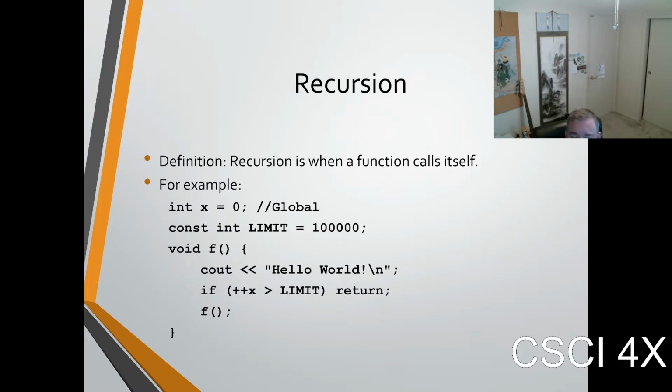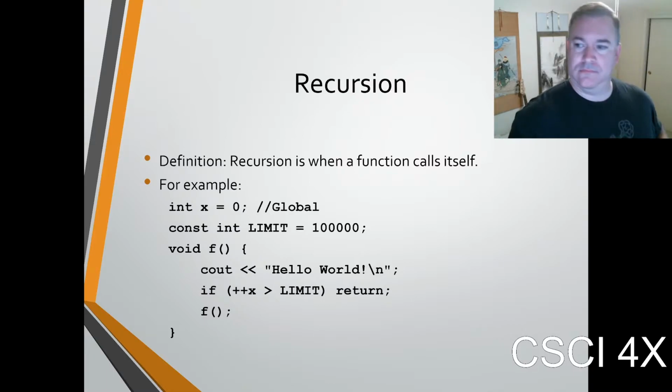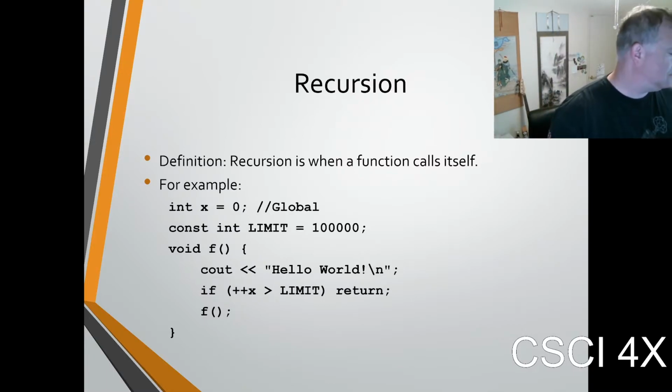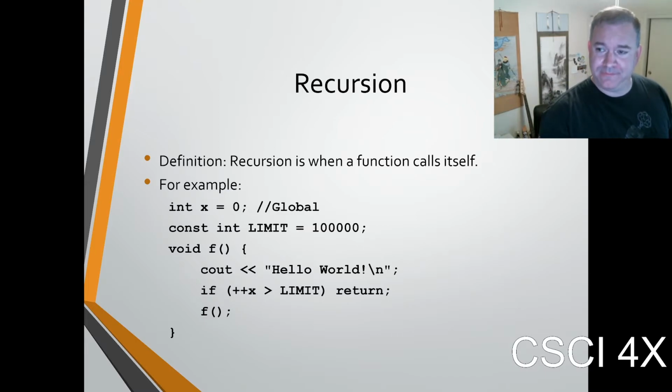Main calls f, prints out hello world. It's going to be at least 1. How many times is it going to print hello world? What do you think? A 100,000 times. It's a good guess. We do have the number 100,000 in here. Is it 100,000 though? How can you tell?